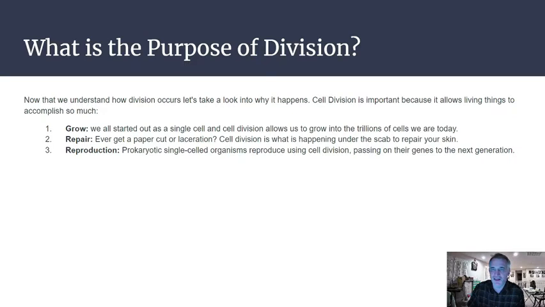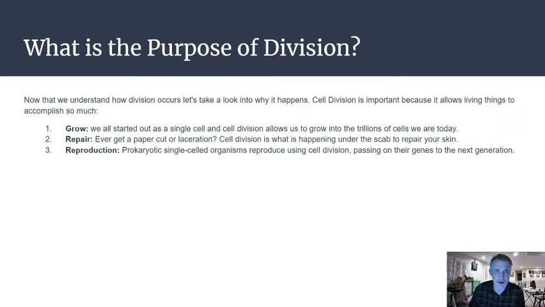So cell division is what's happening under the scab of your skin when you get a cut. It's also happening in our skin when we're losing the outer layer, the dead keratinized skin that comes off. It's being replaced constantly with new skin cells through cell division.